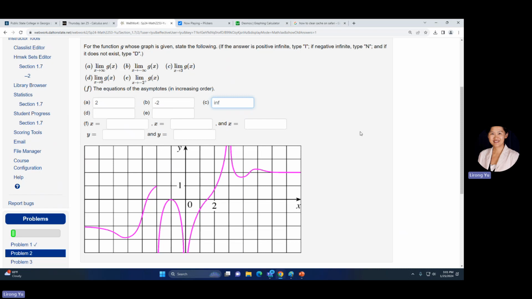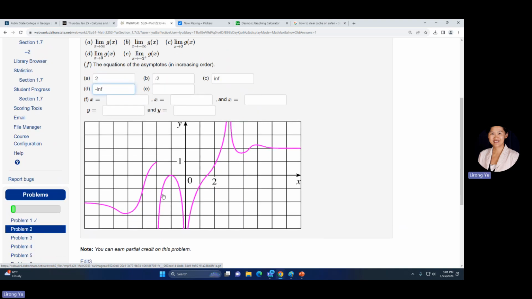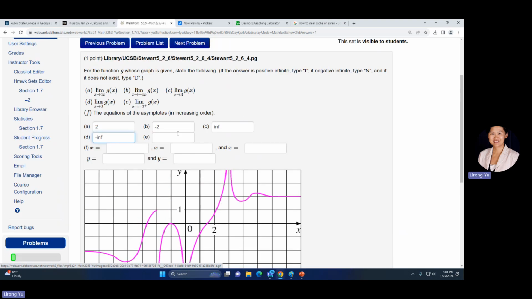And then what about D? Negative infinity. Negative infinity. All right, and then E was at 2. It's also negative infinity. Negative infinity. Okay, thank you.